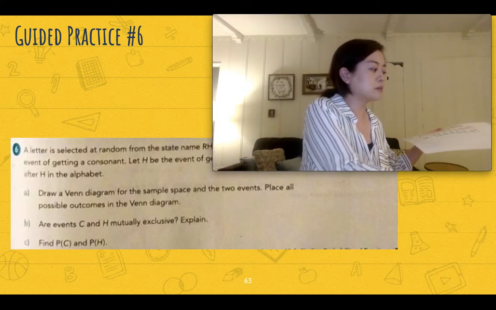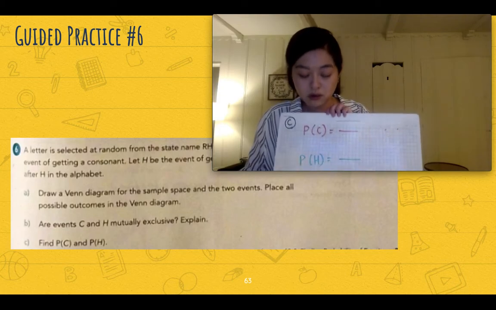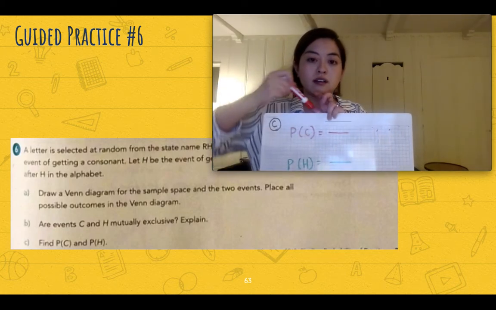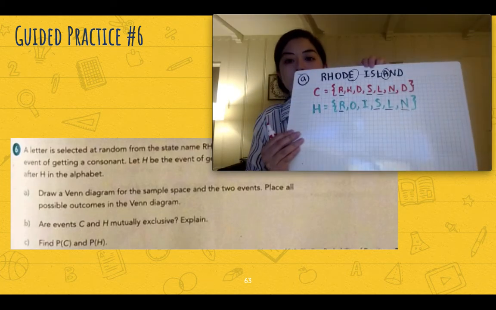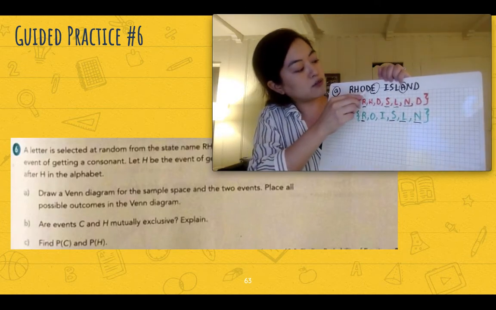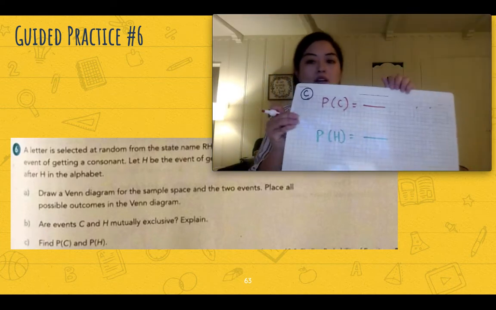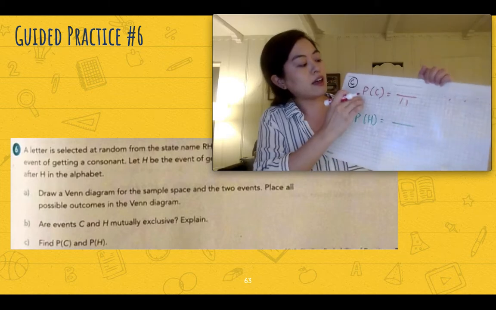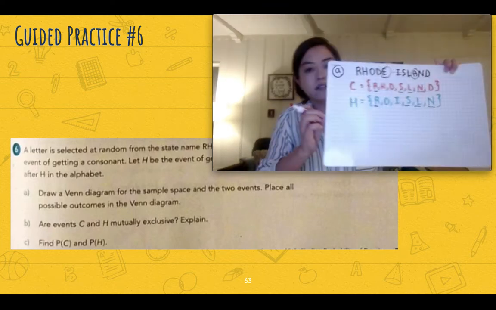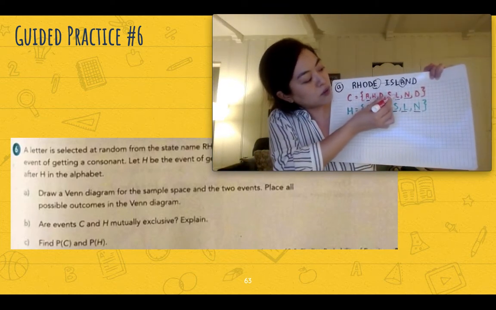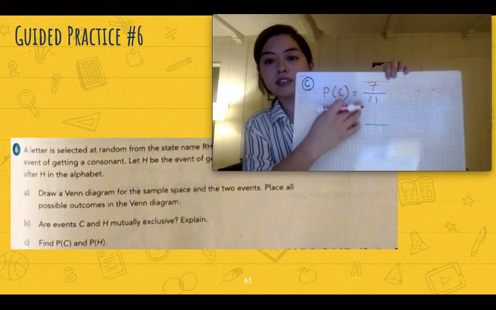C says find the probability of event C and the probability of event H. Okay. So let's see. Probability of event C. Well, first, what's the sample space? How many letters were there in the sample space? Let's look here. 1, 2, 3, 4, 5, 6, 7, 8, 9, 10, 11. There's 11 letters in the sample space. So I'm going to have my 11 here. And how many outcomes did I have that were favorable to C? Let's count it here. Favorable to C, 1, 2, 3, 4, 5, 6, 7. 7. So here's my probability, 7 out of 11.